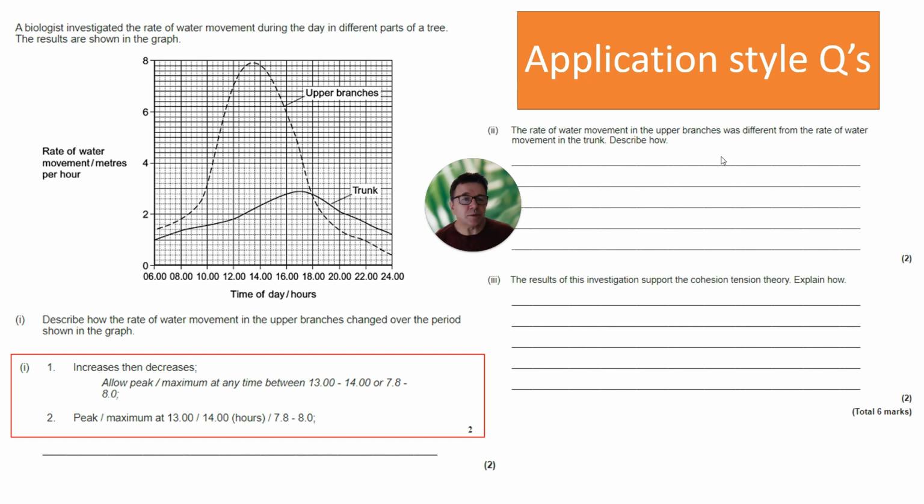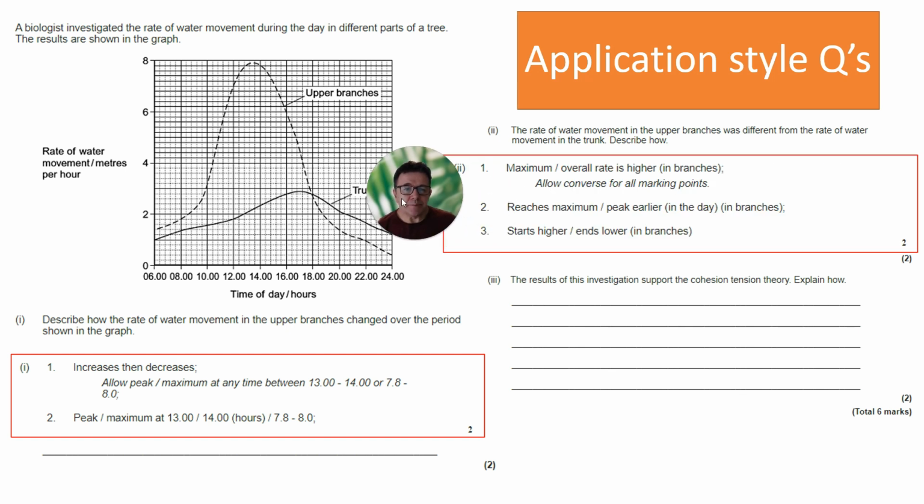Then it says the rate of water movement in the upper branches was different from the rate of water movement in the trunk. Describe how. So the maximum overall rate is higher, and it reaches a maximum earlier. You can see that in the graph. It reaches a peak earlier, and it does start higher or it ends lower. So any of those descriptions will be fine. It doesn't want you to explain.